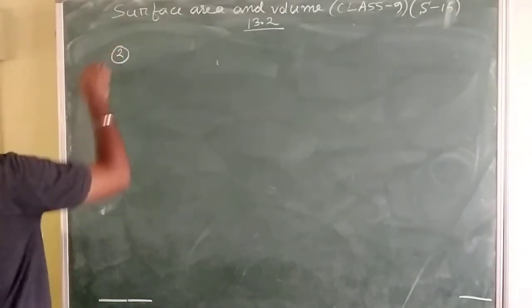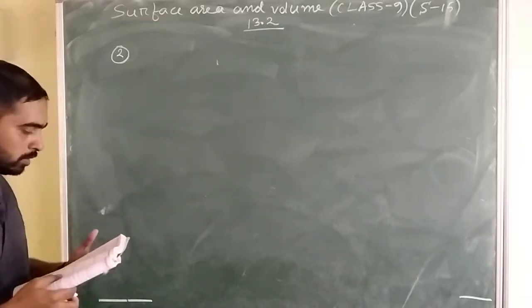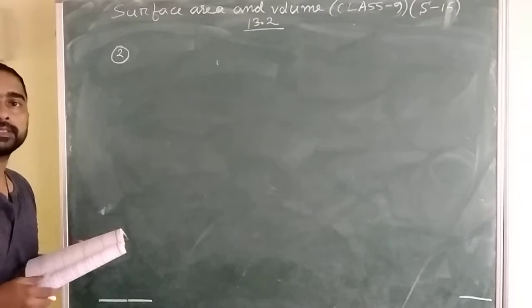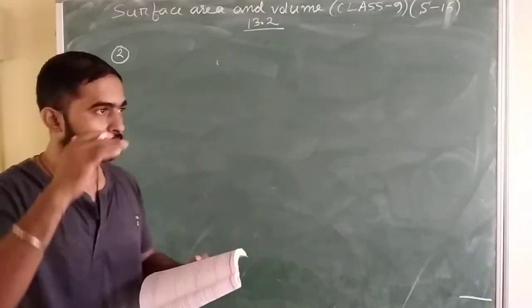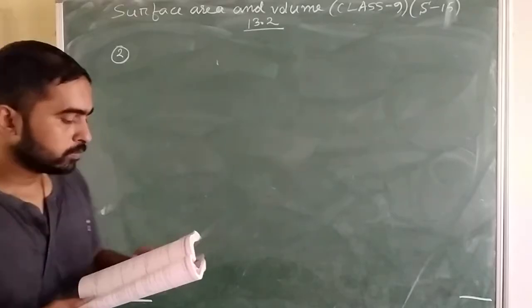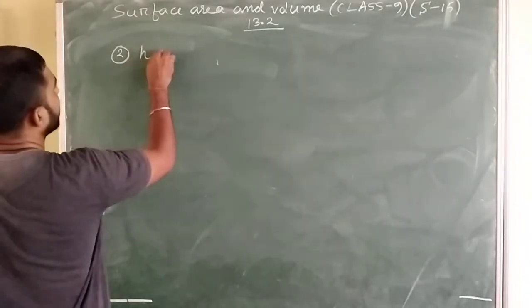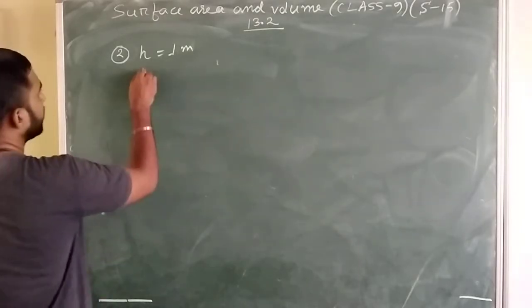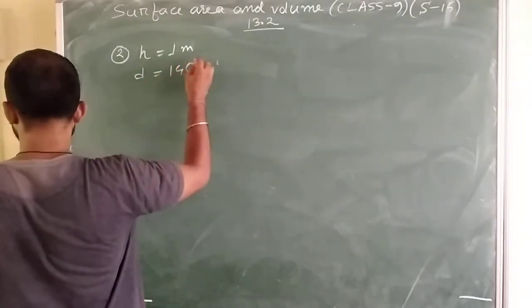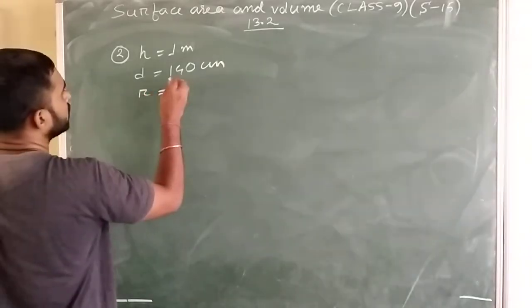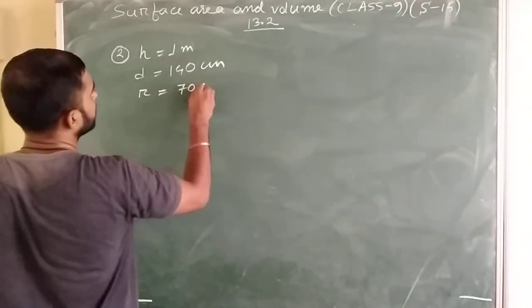Now the next question, question number 2. What is question number 2? It is required to make a closed cylinder. Closed cylinder means we have to find the total surface area because it is totally closed on either side. Height is 1 meter. Here height is given, height equal to 1 meter. Then diameter given, d equal to 140 centimeter. So r equal to 70 centimeter.